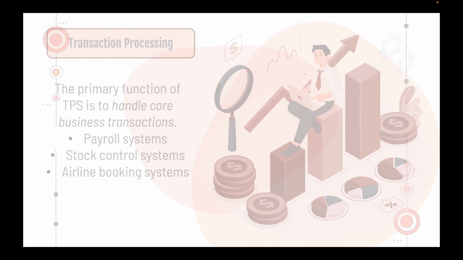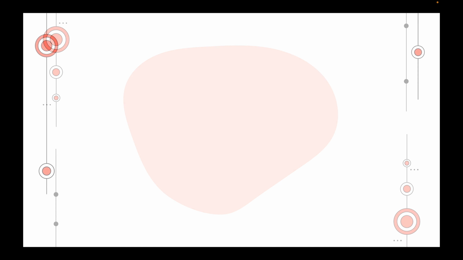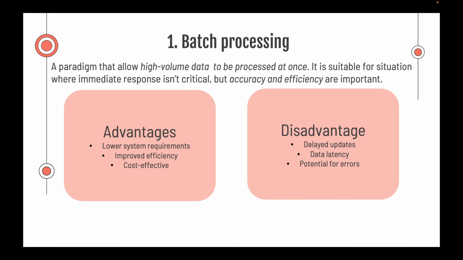There are two main types of TPS. First is batch processing. Batch processing is a paradigm that allows high-volume data to be processed at once. It is suitable for situations where immediate response isn't critical, but accuracy and efficiency are important. For example, we could look at a payroll processing system. The times that employees clock in and clock out need to be recorded and processed at the end of the period in order to calculate if there are any penalties that consequently need to be deducted from the salary.